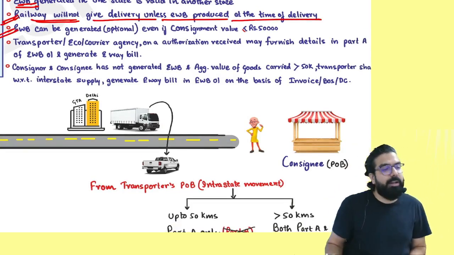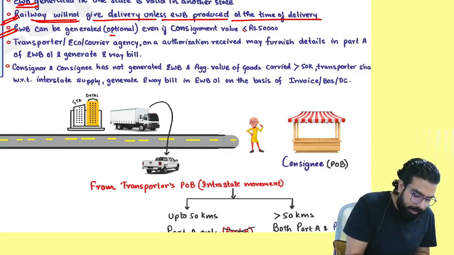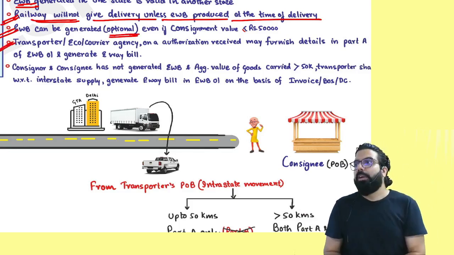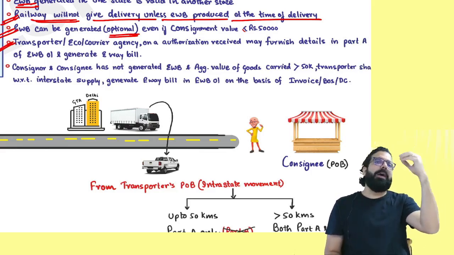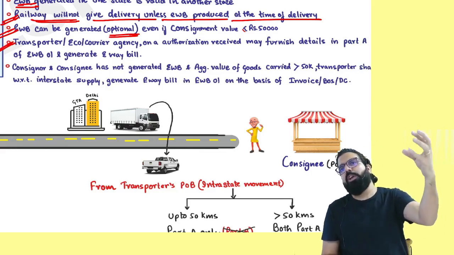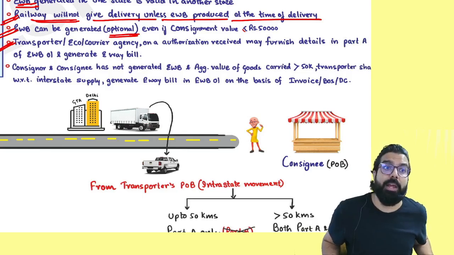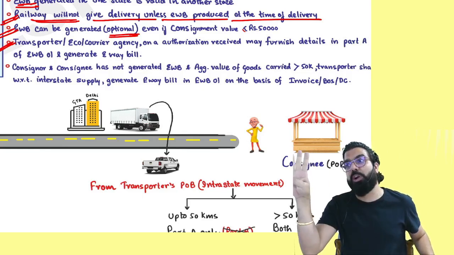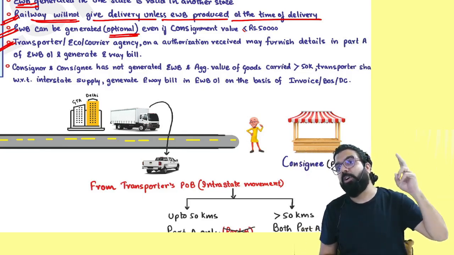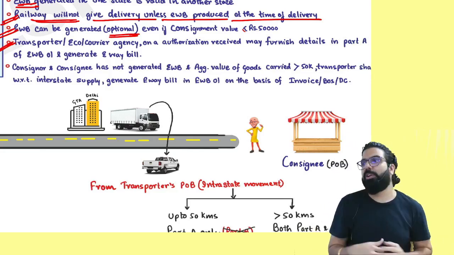Sir, can I generate an eBay bill even if the value is less than or equal to 50,000? Yes, it is optional. Sir, can I authorize my transporter, my courier agency, to generate the eBay bill for me? Can he fill only part A? Only part B? Yes, you can authorize your transporter or courier agency, and they can generate the eBay bill for you. But remember, if you have done any of those 4 defaults, then your transporter or courier agency also cannot generate an eBay bill for you because you have defaulted.